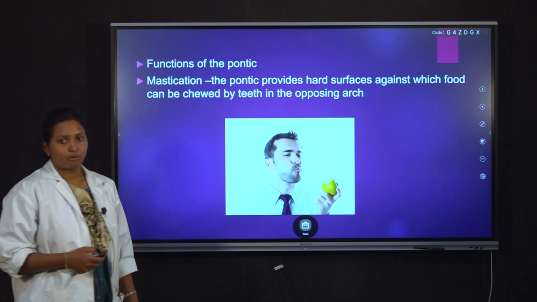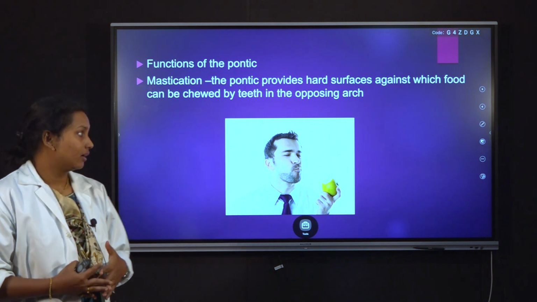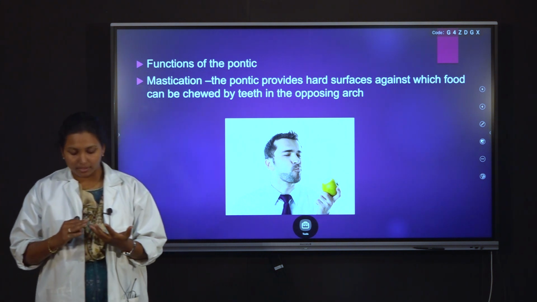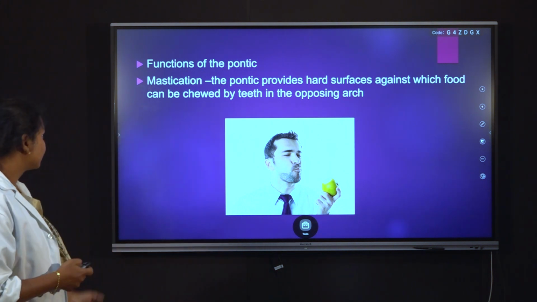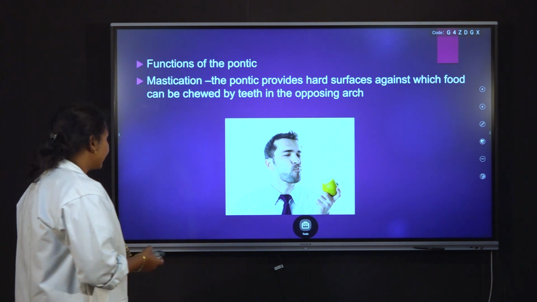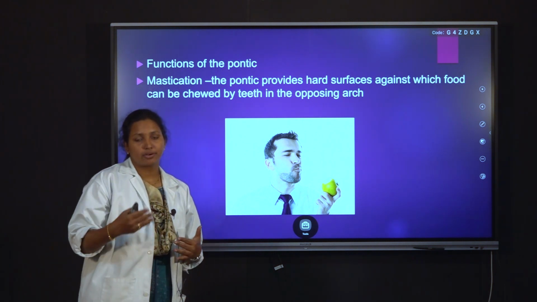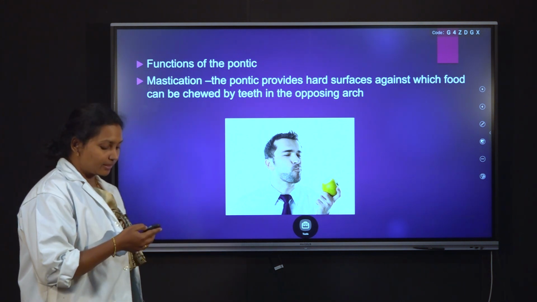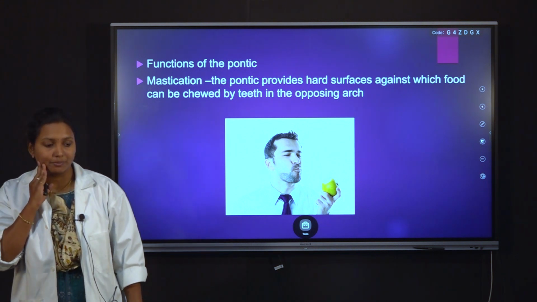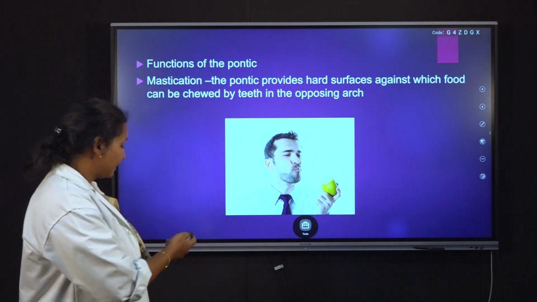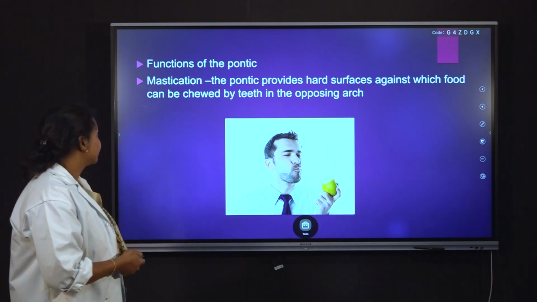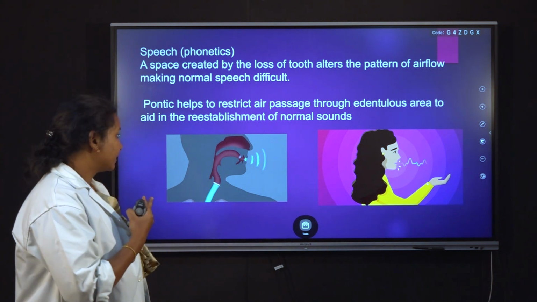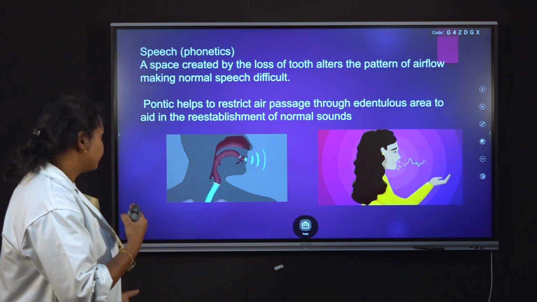So what are the functions of Pontics? Whenever there is loss of teeth, your function will be restricted and you will have less aesthetics. So in order to regain that function, we will be giving Pontics in that edentulous site. Whenever there is loss of posterior teeth, your mastication will be hampered, so we replace the teeth to improve the mastication. And speech: if there is loss of anterior teeth, your speech will be affected, so by replacing that teeth, your speech will be regained.